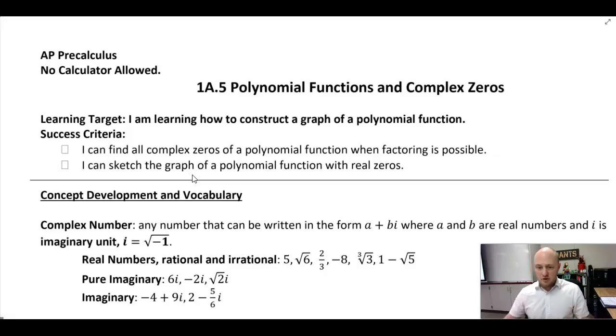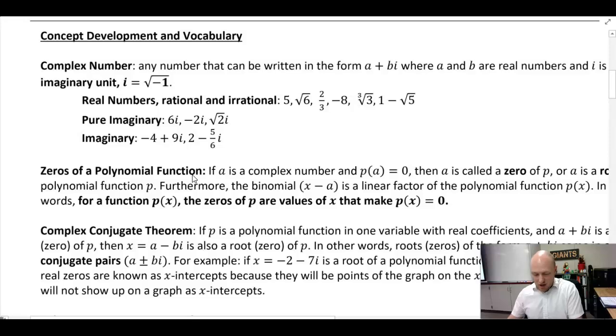So first of all, you may be wondering, what the heck is a complex number? Well, a complex number is any number that can be written in the form a plus bi, where a and b are real numbers and i is the imaginary unit. i equals the square root of -1. So that's very important, that we have imaginary numbers and that makes it a complex number.